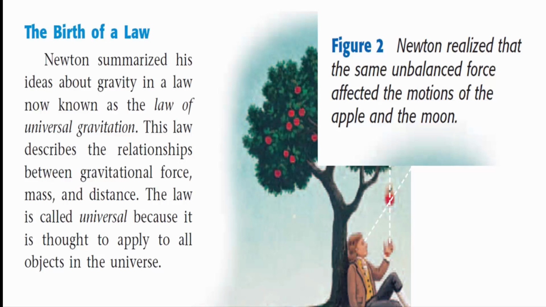The birth of a law. Newton summarized his ideas about gravity in a law now known as the law of universal gravitation. This law describes the relationships between gravitational force, mass, and distance. The law is called universal because it is thought to apply to all objects in the universe.